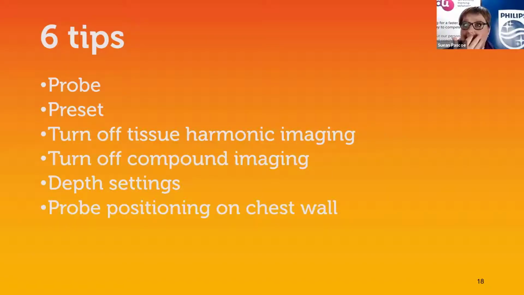So the 6 tips there for you were: choose the right probe, which my preference for pneumothorax would be the linear probe. Make sure you've got the machine preset, choose that one. Otherwise, if you don't have the option of a lung preset, try the abdo preset, and then turn off the tissue harmonic and compounding so that you're looking at the area of interest. So bring your depth up to 4 to 5 centimetres, depending on how big your patient is. And then make sure your probe is perpendicular to the chest wall.